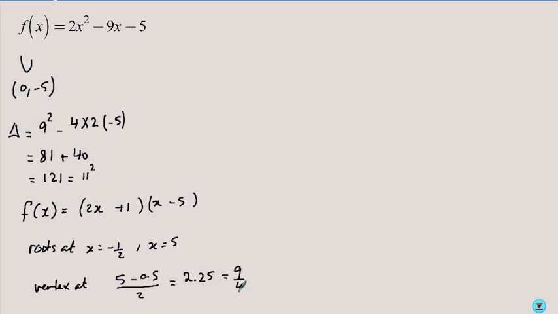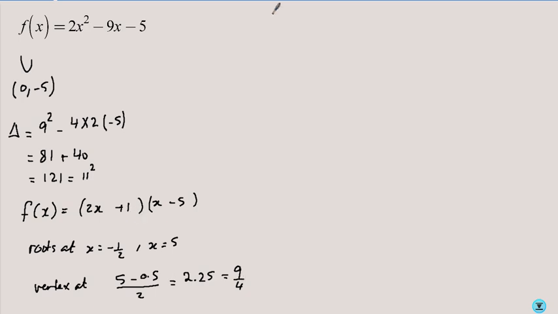Now, what is the y-coordinate of the vertex? It is possible to take the 2.25 and substitute it into this quadratic, but then the calculations will turn out to be messy. You can also take 9 over 4 and work in simple fractions and substitute it in this quadratic. Again, the work will probably be messy. I suggest taking either of those two and substituting it in the factorized form. What I'm going to do is take the 9 over 4.